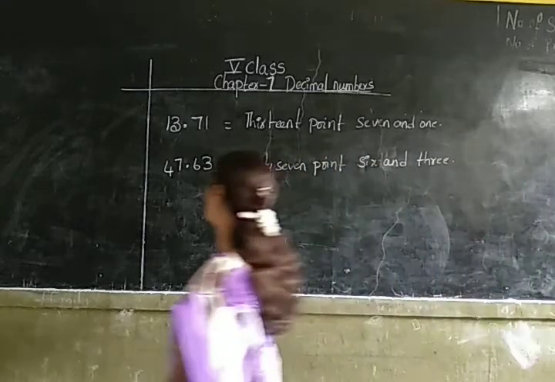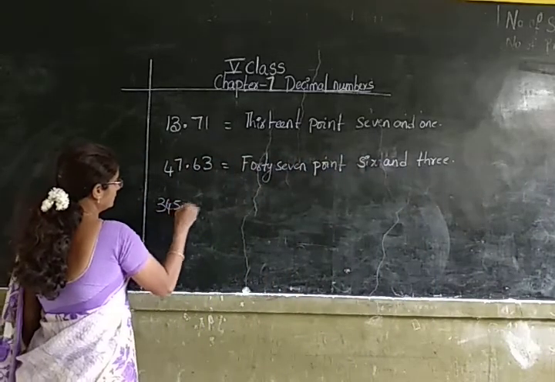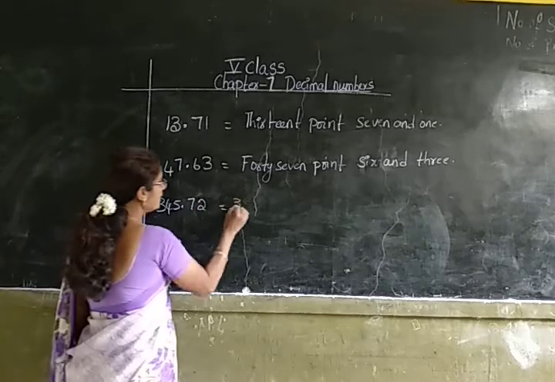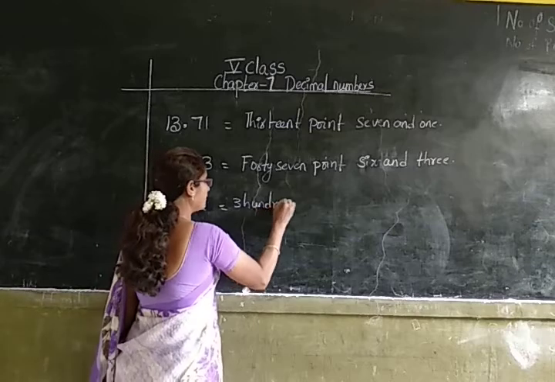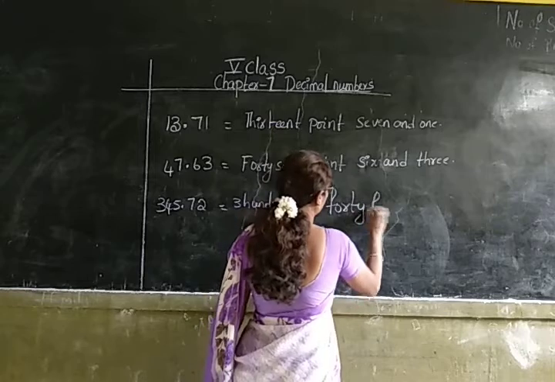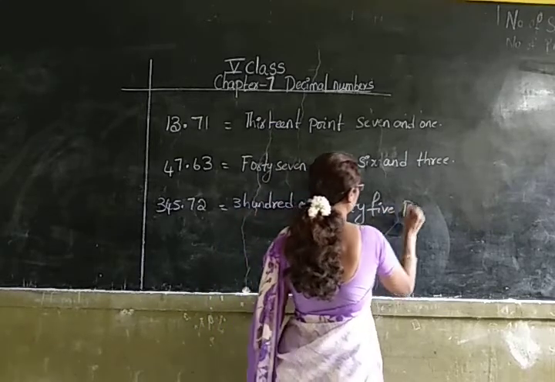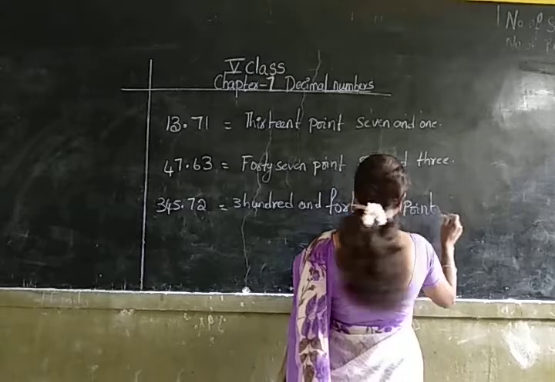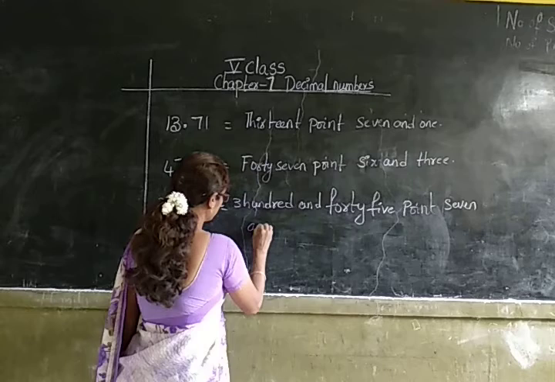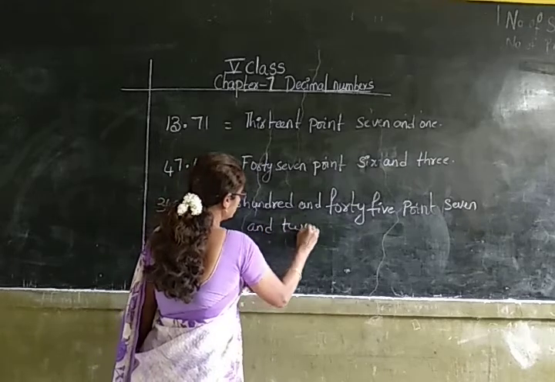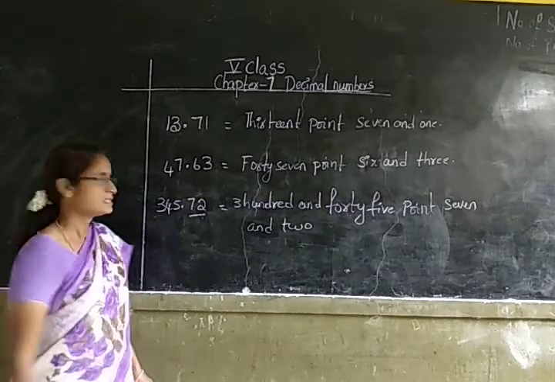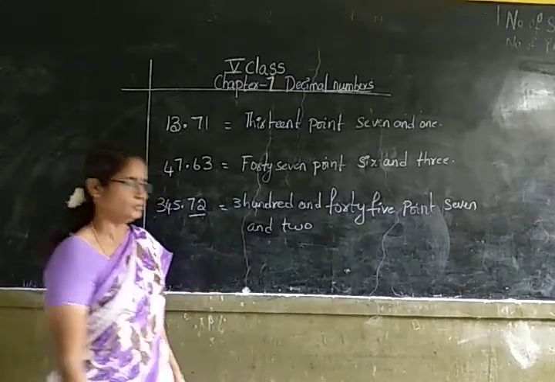Let us take one more number, 345.72. This number is read as 345 point 7 and 2. Did you understand children? You have to read the digits after the point separately, as 7 and 2. Okay children?